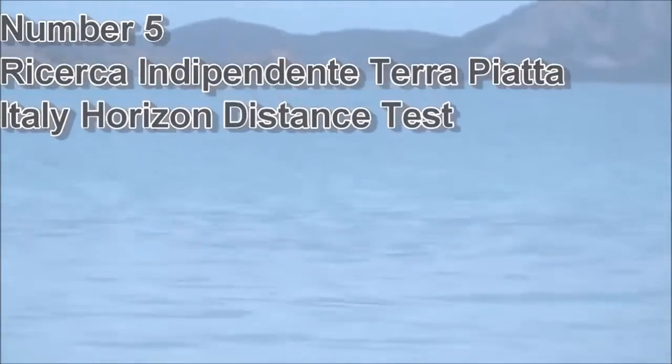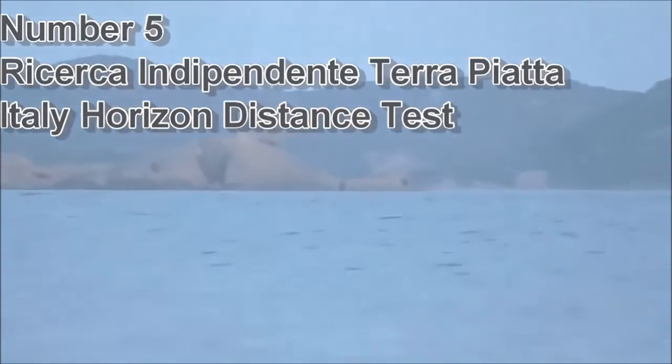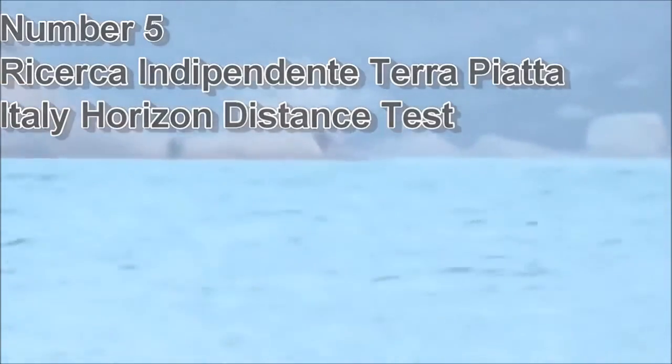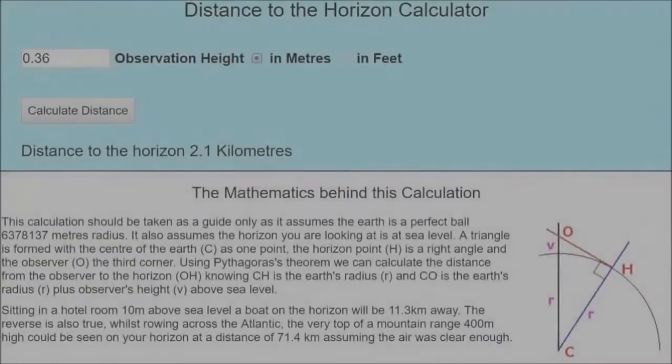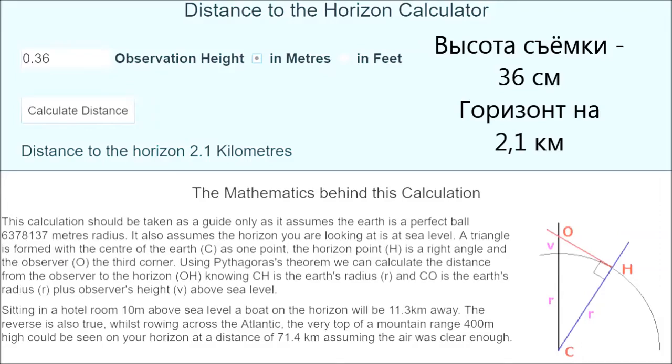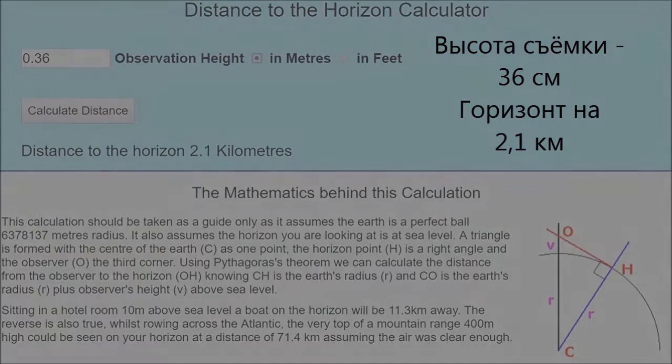Number 5. Turns out another flat earther in Italy who goes by the name Ricerca Indipendente Terapiata conducted a similar horizon test. In this case, his camera was only 36 centimeters or 14 inches high, and the horizon should have been 2.1 kilometers or 1.3 miles away. Again, the horizon was much further than the globe model allows.